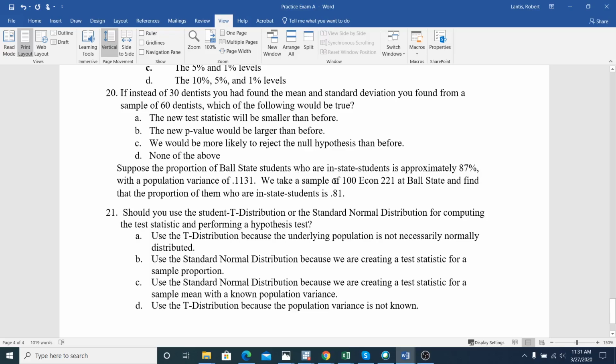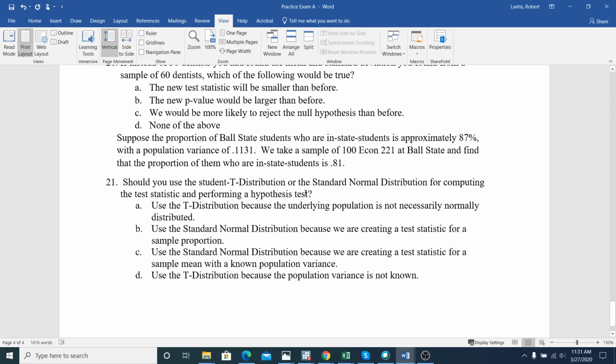We take a sample of 100 Econ 221 students and find that the proportion of them that are in state is 0.81. So I know the population proportion, and I now have a sample proportion. Suppose we take a sample. Should we be using the student t or standard normal distribution if we're trying to figure out a test statistic, perform a hypothesis test, or build confidence intervals for an example like this?